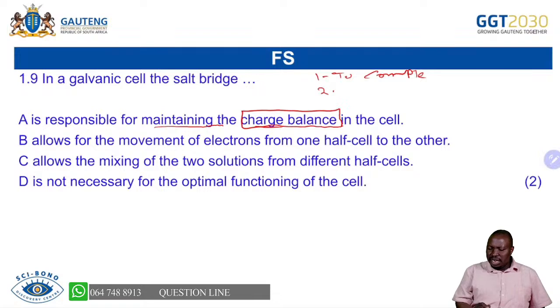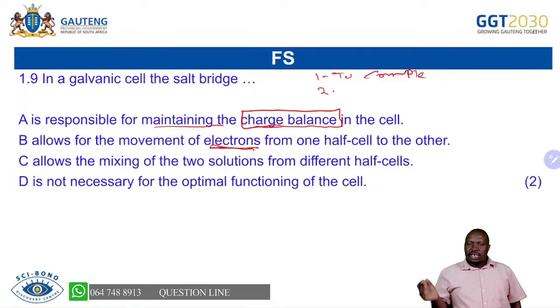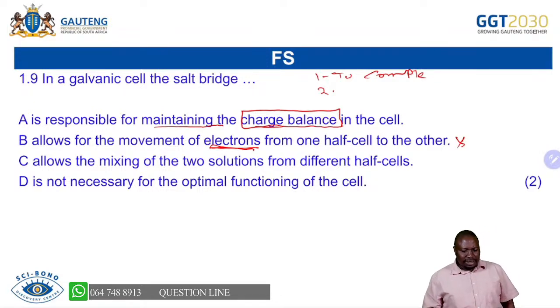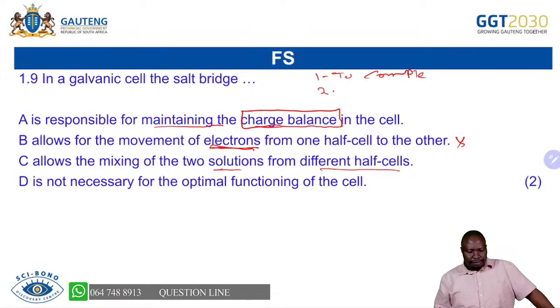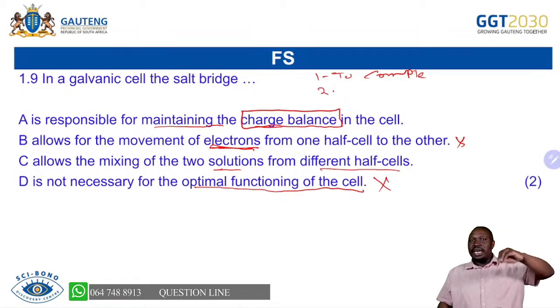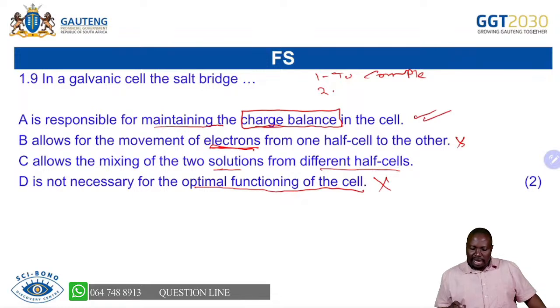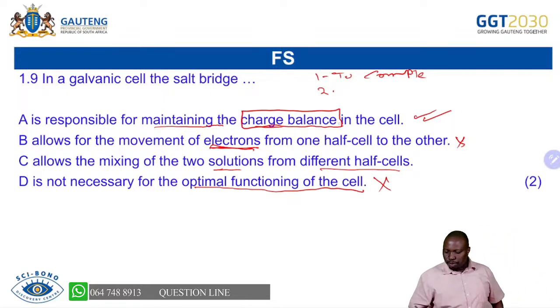How is number B wrong? Number B is saying it allows for the movement of electrons. The salt bridge is not where the electrons move. The salt bridge is where the ions move. The cations and the anions move in the salt bridge to maintain electrical neutrality. So this number B is wrong because it's not the electrons that move. Number C says the salt bridge allows the mixing of the two solutions from different cells. No, that's not what we're doing. We're not mixing them, but it's maintaining neutrality. And then number D says the salt bridge is not necessary for the optimal functioning of the cell. This statement is wrong. Remember, without the salt bridge, the cell is incomplete. So 100%, number A is our answer: it is there to maintain electrical neutrality by maintaining the charge balance in the cell. So that is the 2 marks that you got for that question.